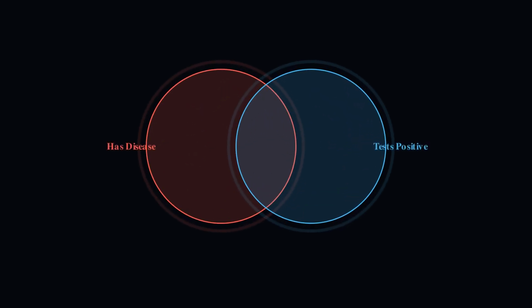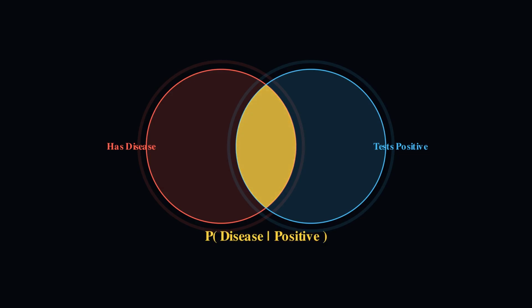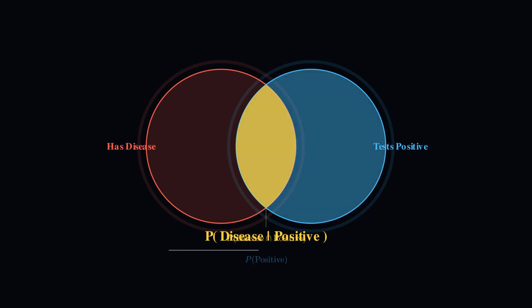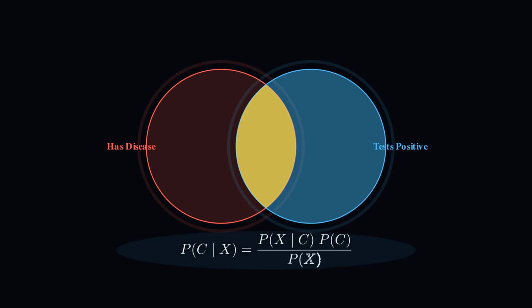Imagine two groups of events. Patients who have a disease. Patients who test positive. The overlap is what we want: disease given positive test. Divide the overlap by everything that tested positive. That fraction is Bayes' theorem. Prior times likelihood divided by evidence.